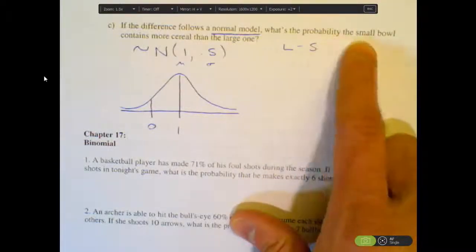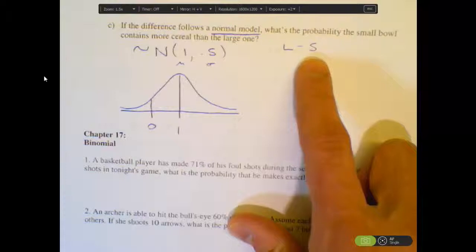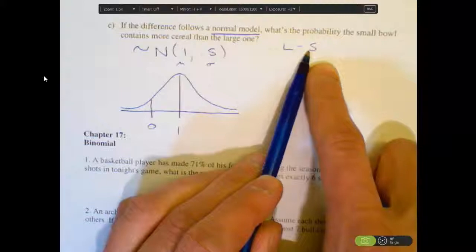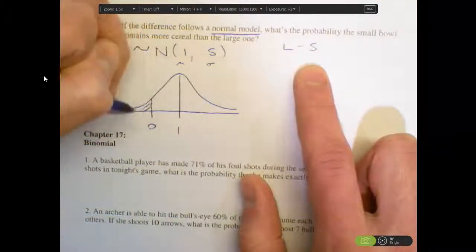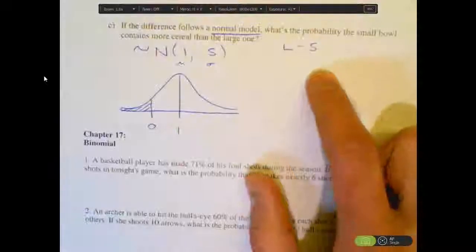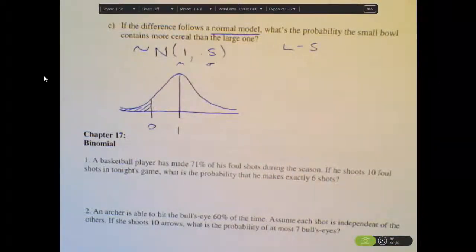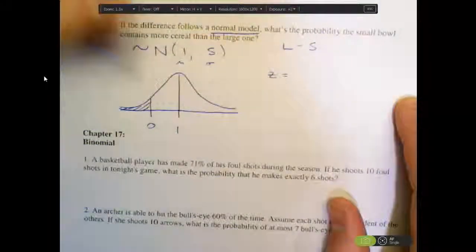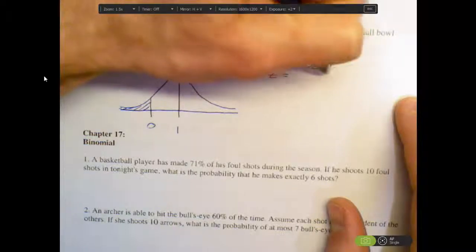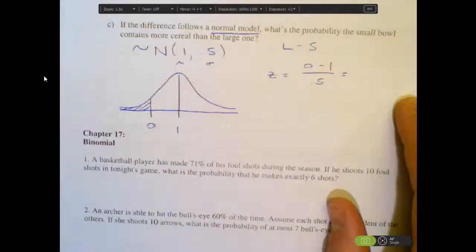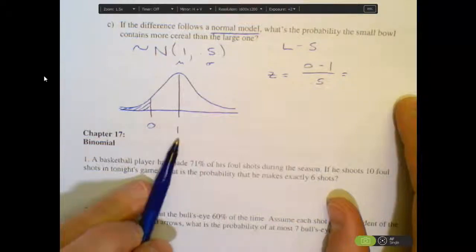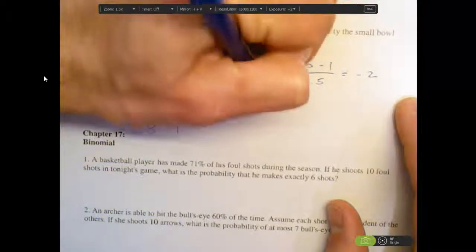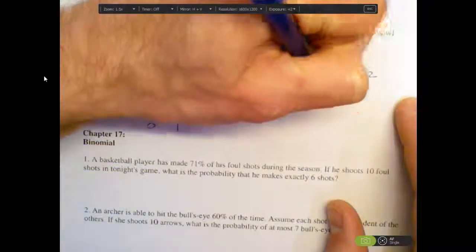So if I want to know when the small bowl contains more, when I subtract a small number minus a bigger number, I'm going to get a negative. So I'm going to be shading a lower tail here to represent that area. Okay? I know a mean, I know a standard deviation. I'm going to calculate a z-score here. My statistic is 0 minus my mean of 1 over my standard deviation of 0.5. Because my statistic is below my mean, I should be getting a negative z-score. In this case, I do. I need to know the probability z is less than -2.